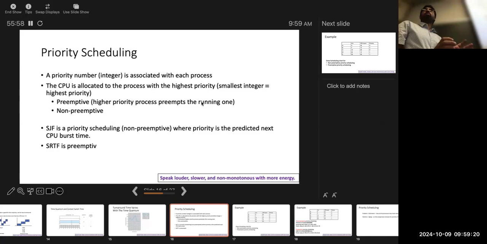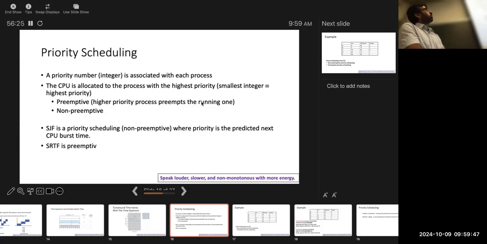In some systems or some implementations, a lower number means higher priority. Like a process with priority number 0 has higher priority in some implementations. But in some other implementations, people use a different interpretation where a lower number means lower priority. But here, in this book and in this lecture, we are assuming that if the priority number is lower, then the process has the higher priority. Okay.